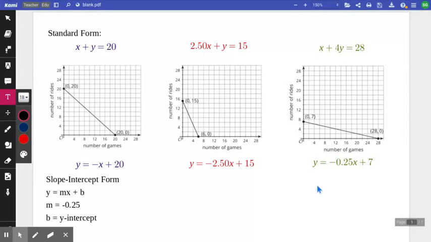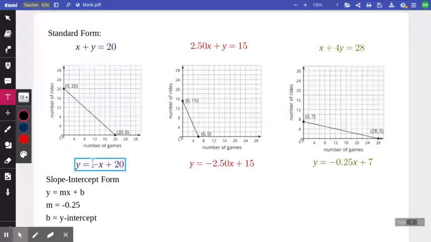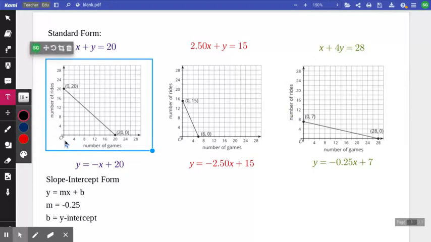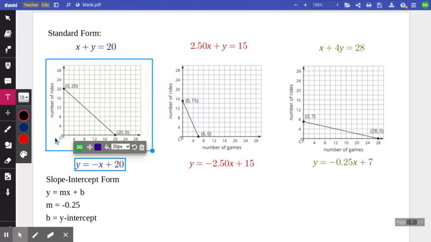The other thing that these equations tell us that standard form doesn't is the slope right here. Remember what we had mentioned about slope. What does slope tell us here? Well, it tells us how adding more games affects the number of rides. For example, with this first one, that slope being -1 tells us that for every additional game you play, the number of rides is decreasing by 1. If I decide, well, instead of just going on 20 rides, I want to play 3 games, if I increase the number of games I'm playing by 3, the number of rides is decreasing 1 per game, so it would be decreasing by 3.